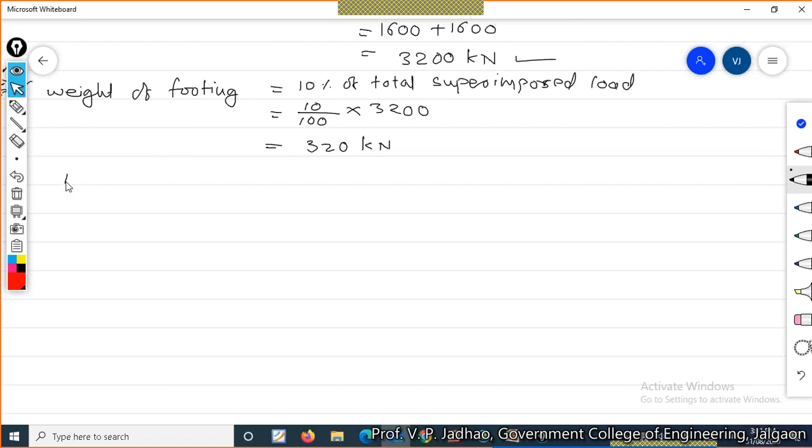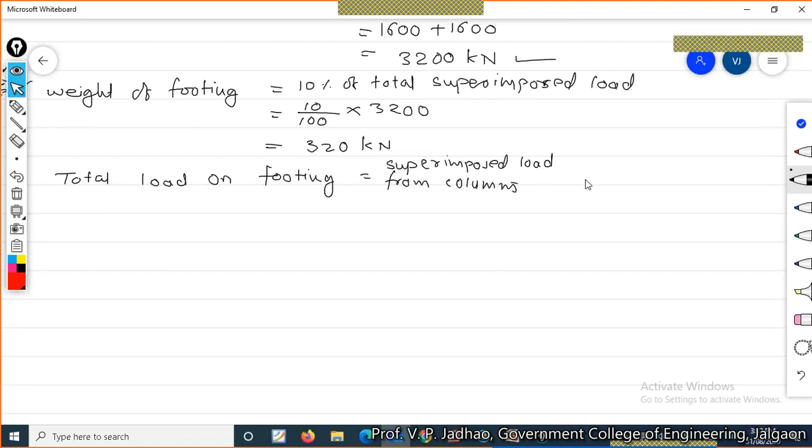So this will be equal to 320 kilonewtons. The self weight of your footing will be equal to 320. Therefore, the total load on your footing will be equal to the superimposed load from columns plus the self weight of footing.